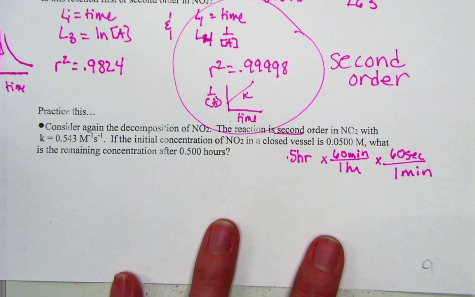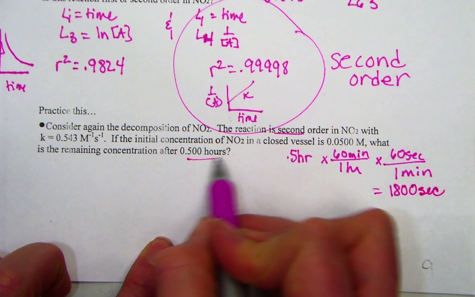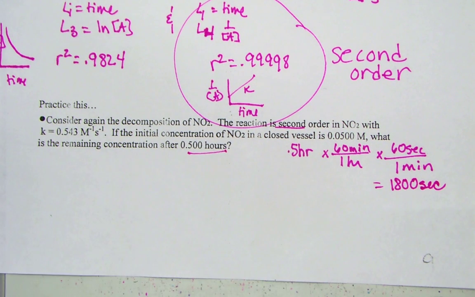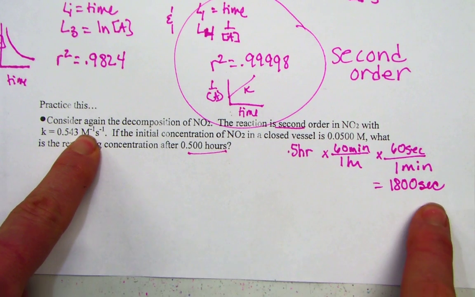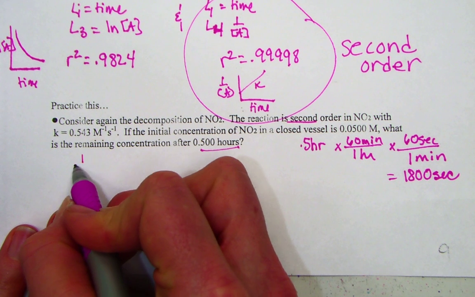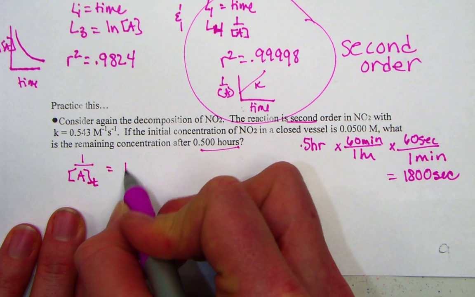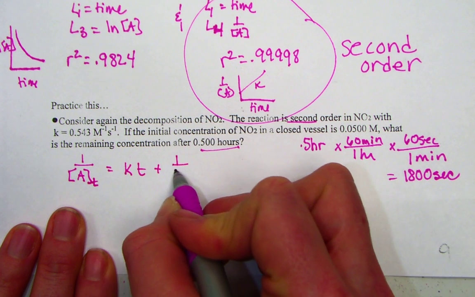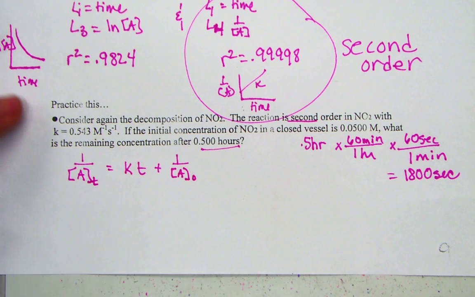Not that, excuse me, try again. 0.5 times 60 times 60, I get 1800 seconds. So the reason I did that, when I plug into my formula for second order rate law, I want the rate constant time to match the time that I place in the formula. Second order says the reciprocal of the concentration of a reactant over a certain time interval is kT plus the reciprocal of the original concentration. It's plug and chug. Let's see what we find.